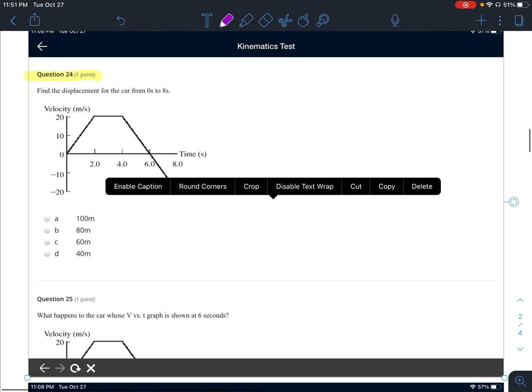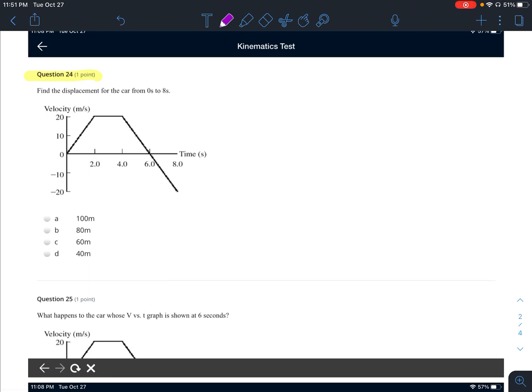Next one we have is 24. This is the displacement for the car from 0 to 8 seconds. This is a velocity time graph. The little hint is that the area under that line is going to be the displacement. We can break this up into several different shapes, triangles and rectangles. For 0 to 2 seconds, we have a triangle, so 1/2 base times height, 1/2 of 20 times 2. 20 times 2 is 40, half of that is a positive 20.